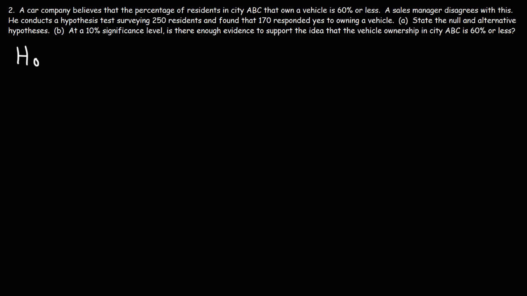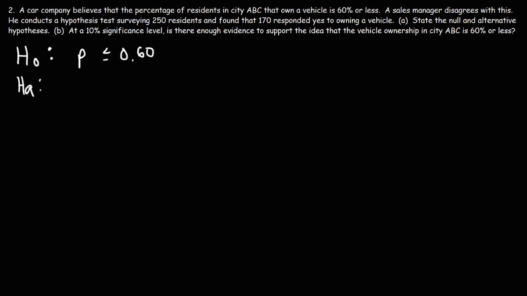So once again, we're going to start with the null hypothesis. The company believes that the percentage of people who own a vehicle is 60% or less. So we're dealing with a proportion. Let's use P instead of mu. So this is going to be P is less than or equal to 0.60.